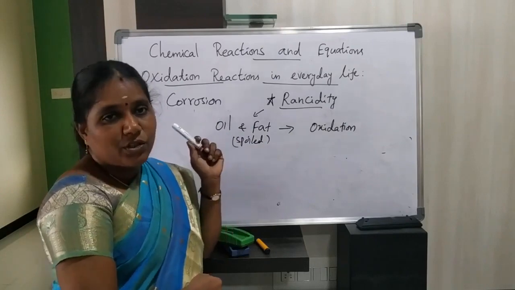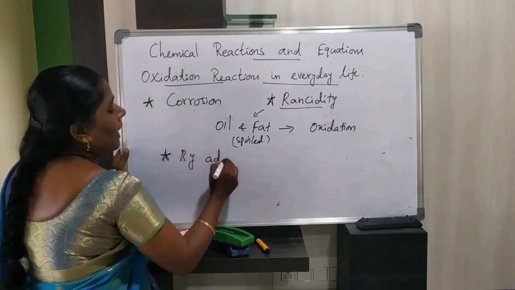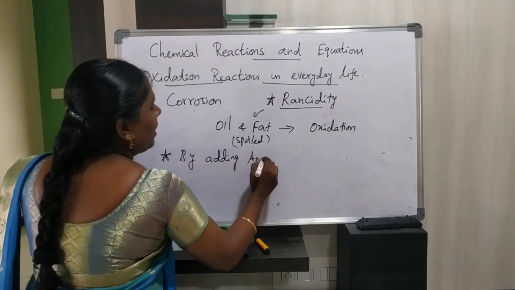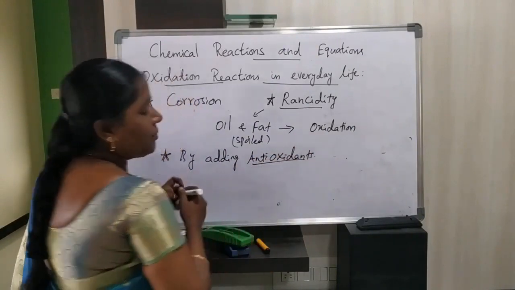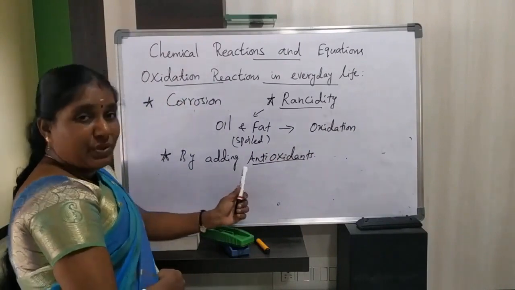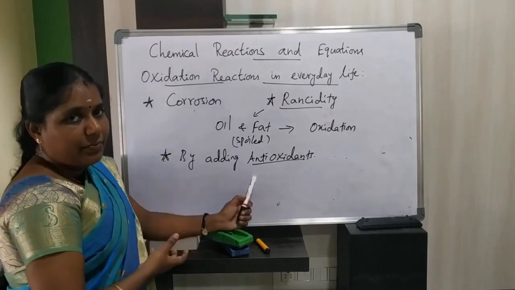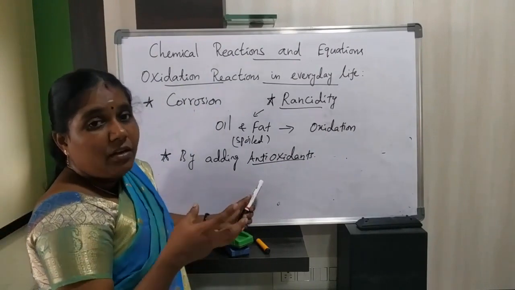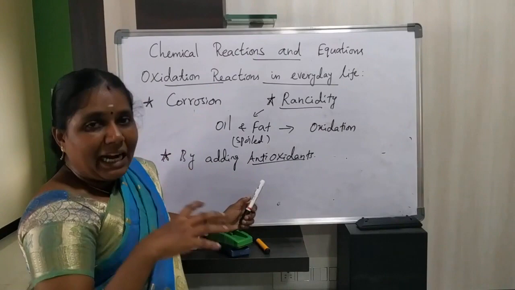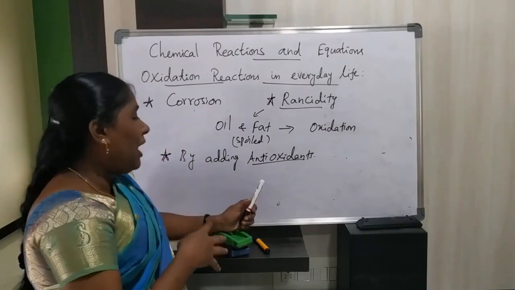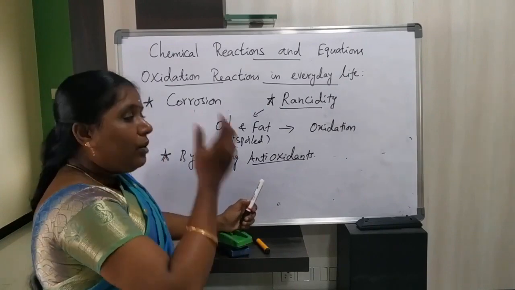It will avoid oxidation. Then, by adding antioxidants. Do you know what is meant by antioxidants? Antioxidants prevent oxidation. So those items are called antioxidants. The substance which prevents oxidation is called an antioxidant. Generally, to prevent rancidity, you have to add some antioxidants to the food item.